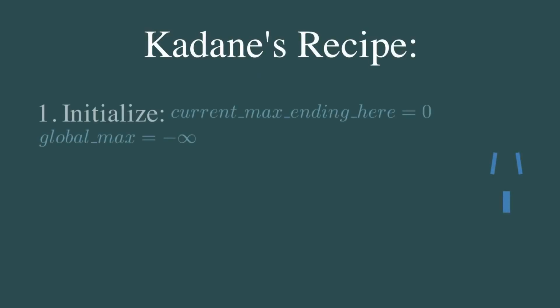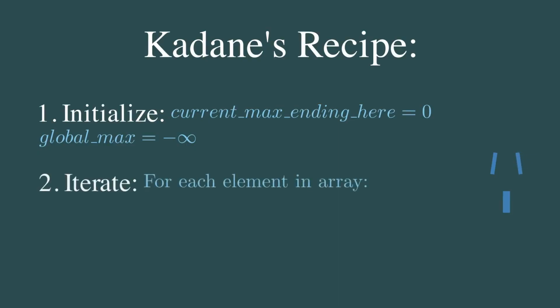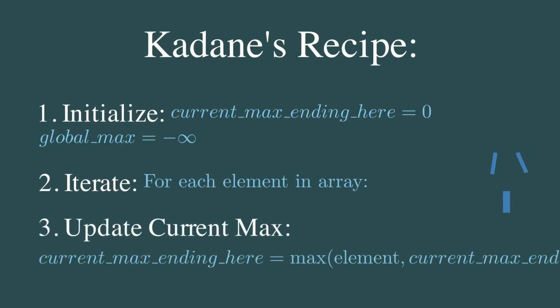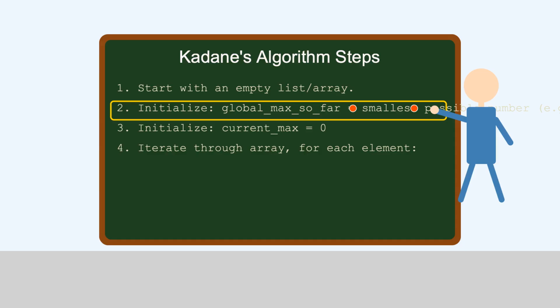Here is the Kadane's recipe. First, we initialize current max ending here to 0. This variable will track the sum of the best subarray ending at our current position. Second, initialize global max so far to the smallest possible number, like -infinity or intmin. This ensures any valid positive sum will immediately replace it. This is crucial for handling cases with all negative numbers correctly.